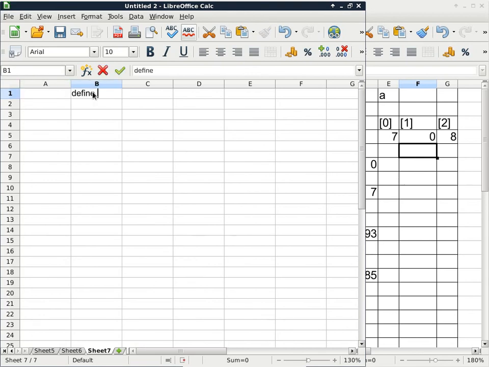I'll call this post-inc, post-increment. And it will have a pass by reference parameter. I'll just call it x here. X gets x plus 1. And it will also return a value, and it's going to return a value of x minus 1. And define sub. All right, so here is the subroutine.